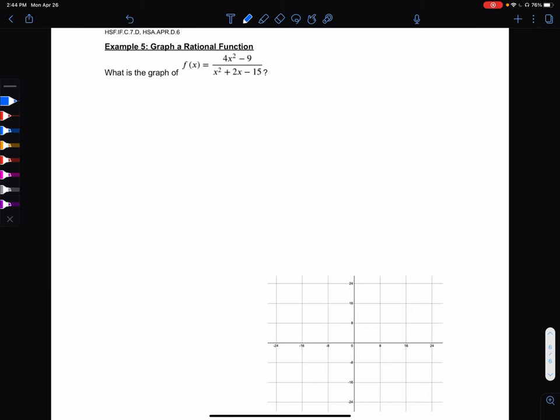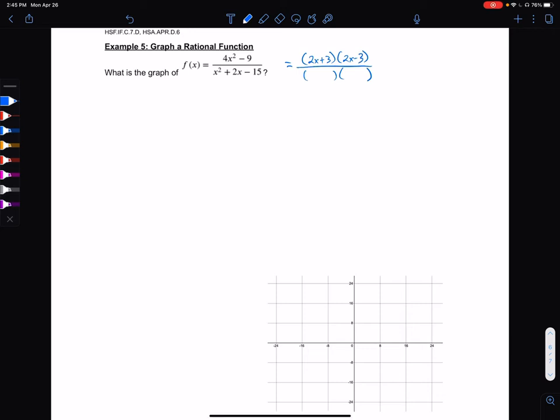So we have 4x squared minus 9 and x squared plus 2x minus 15. I want to write the factored form of both the numerator and denominator. And like I said, just factor anything that you can. Sometimes you'll be able to factor it, sometimes you won't, but it will always make your life easier if it's factored. My numerator, 4x squared minus 9, is the difference of two squares. 4x squared is a perfect square and 9 is a perfect square. So this is going to be 2x plus 3 and 2x minus 3.